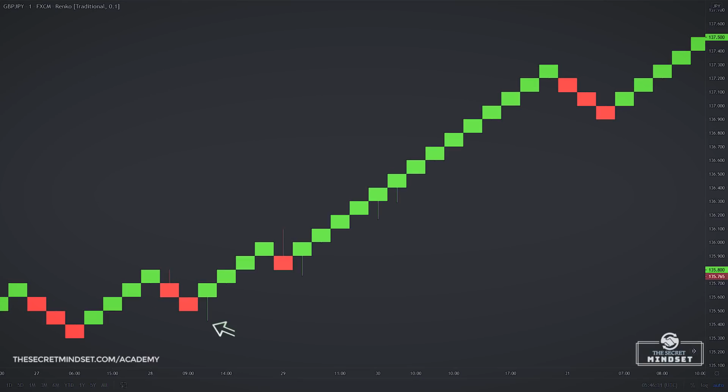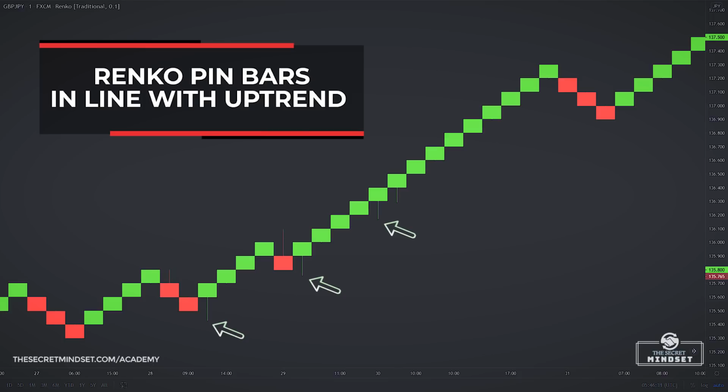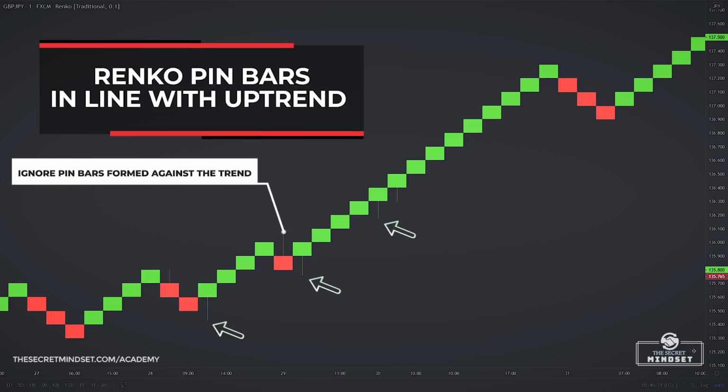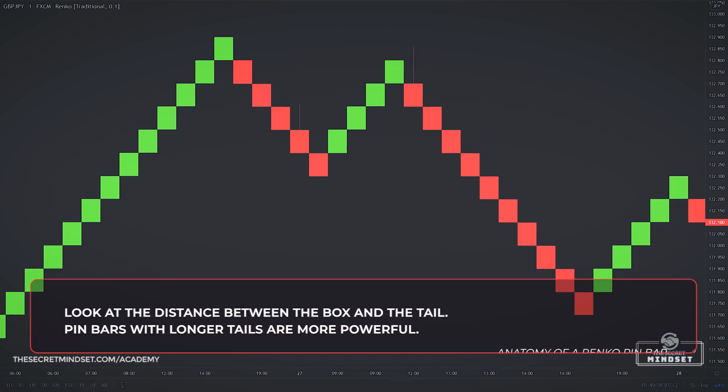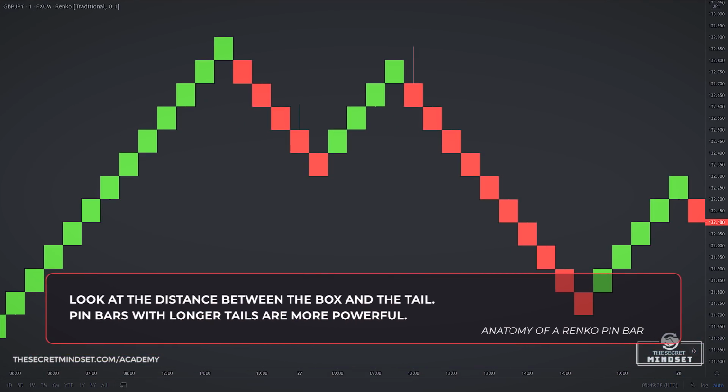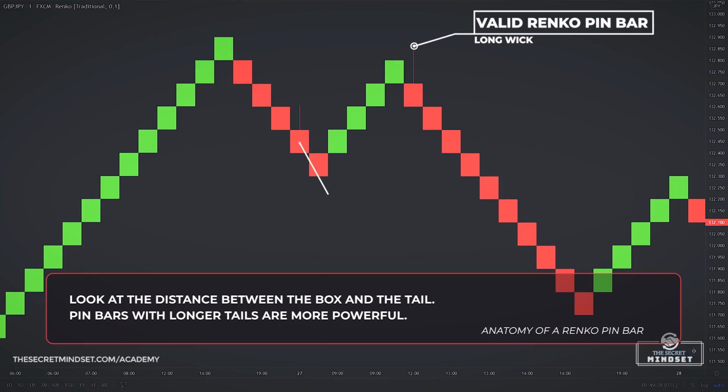As you can see in this example, Renko bullish pin bars that were formed in line with the uptrend offered good trading entries. This is the pattern we should be taking into consideration. The bearish ones that were formed against the trend should be ignored. The anatomy of a Renko pin bar is important as well, and you have to make sure that the pattern is indeed a pin bar by looking at the distance between the box and the tail. Pin bars with longer tails are more powerful.